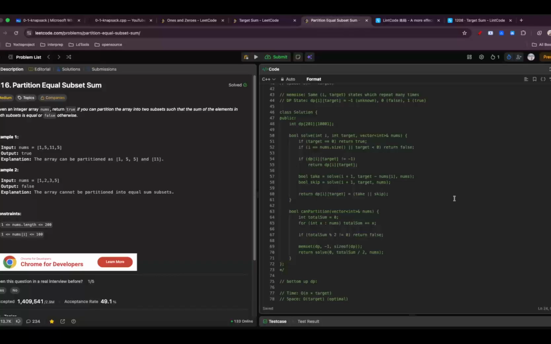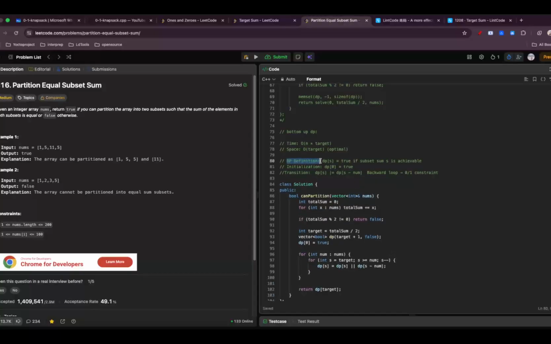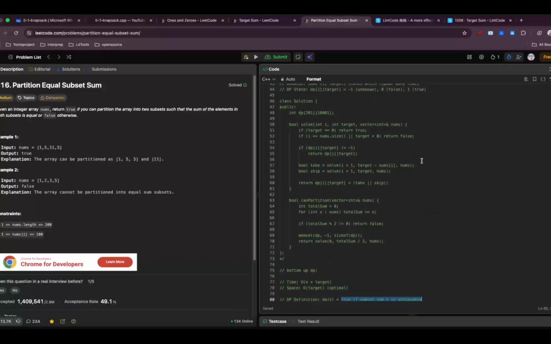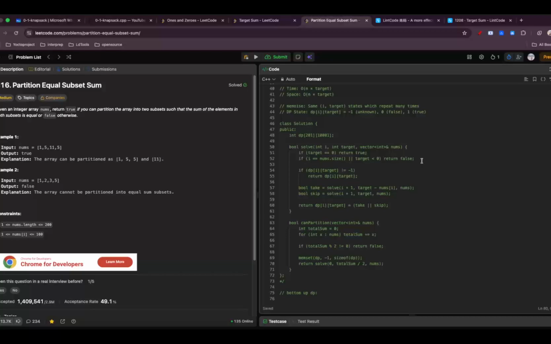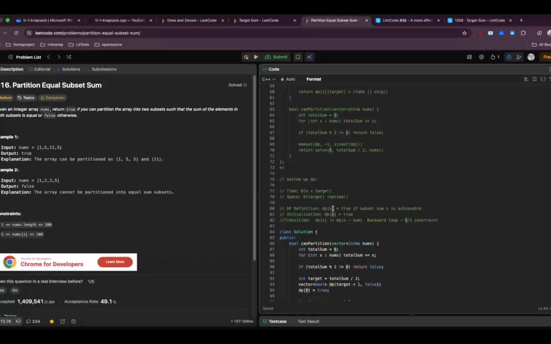Now comes the bottom-up DP part. Here the dp definition, that is the state, will be dp of s, true if subset sum s is achievable. Like in the memoization part, where our dp state was something like dp of I target, having either true or false, that is 0 for false and 1 for true.